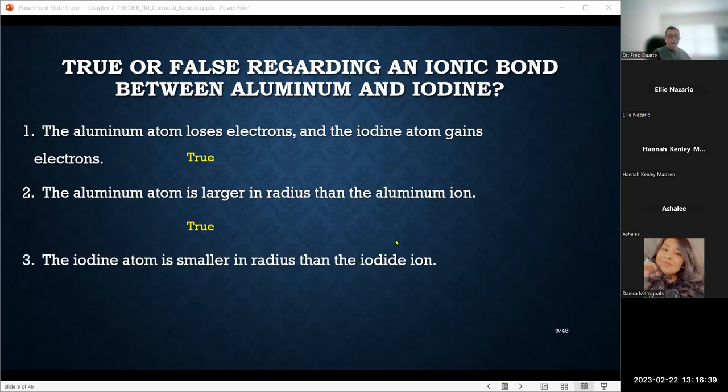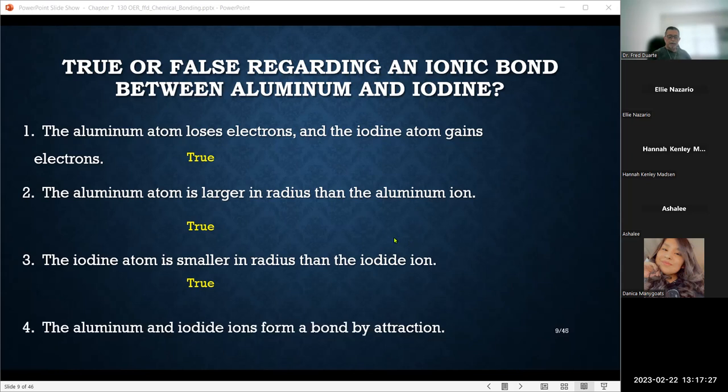All right. Now, the converse: the iodine atom is smaller in radius than the iodide ion. To answer this, think about it. It is the non-metal, so it's going to gain electrons. So we can expect that the ion will be larger because you've got one more electron in the outermost shell, resulting in more repulsion of the other electrons, resulting in a bigger radius for the ion.